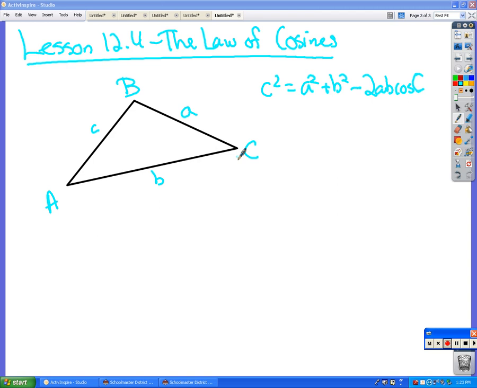All right? So I'm going to do two examples. One is where you find the missing side, and one is where you find the missing angle. Okay? Sound like a good time?